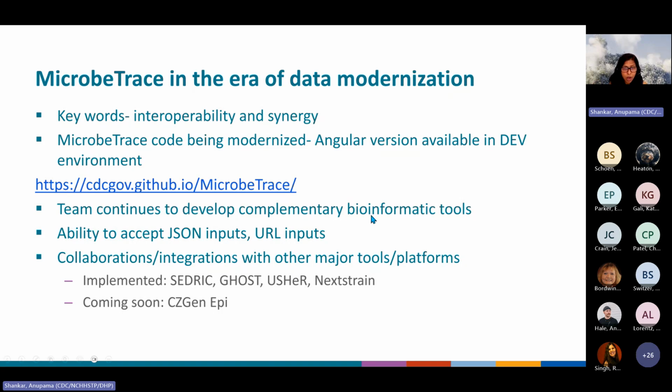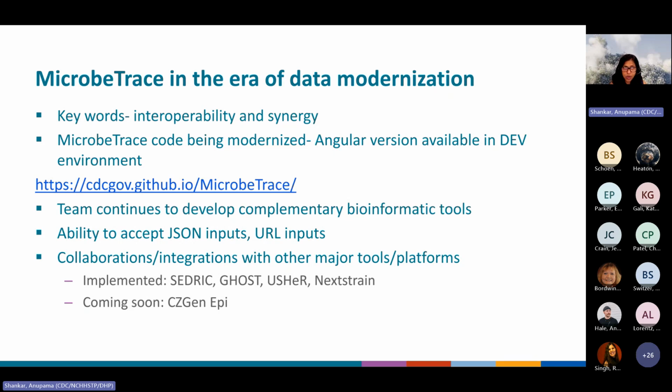We continue to develop complementary bioinformatic tools. As I mentioned, we can accept JSON and URL inputs, and these are the collaborations or integrations that we have already implemented or coming soon. Cedric, which is the platform for foodborne pathogens. If there's foodborne folks on the team, you would know Cedric. We have Ghost, which is actually a CDC-specific platform for analyzing hepatitis sequences. Hepatitis folks, you would know this.